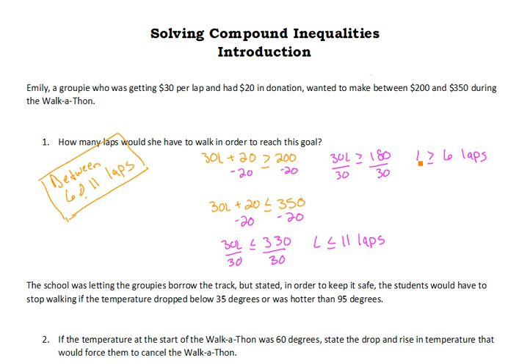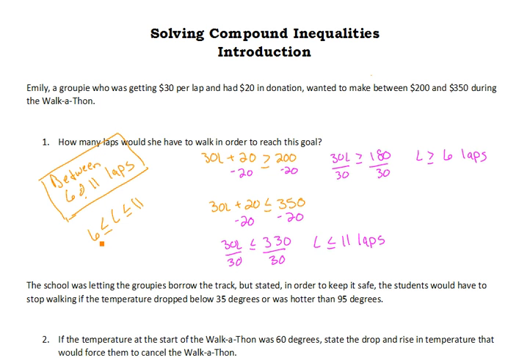So if we look at our laps, we want our laps to be greater than or equal to 6. We also want it to be less than or equal to 11. So my laps want to be less than or equal to 11, but my laps want to be greater than or equal to 6. That's how we write a compound inequality. We are saying that it's between these 2 values.